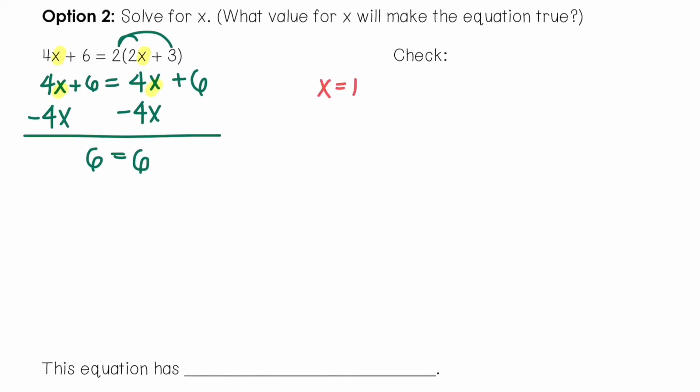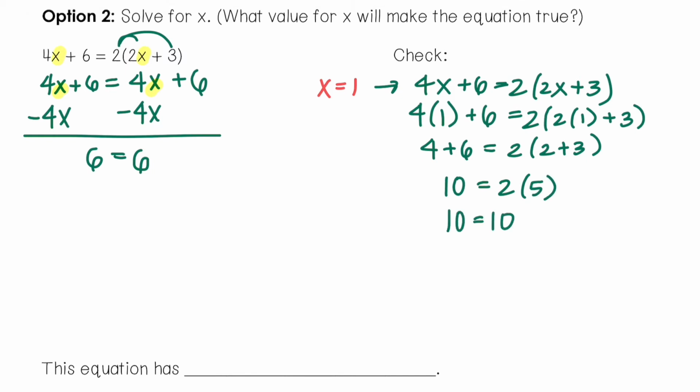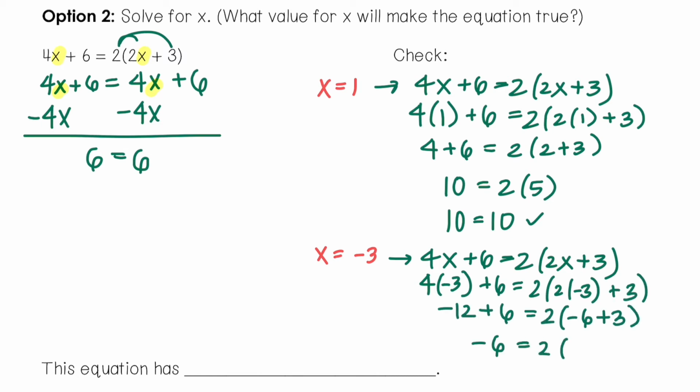So let's say I plug in x equals 1. This would mean that everywhere I saw an x, I'm going to replace with a 1. And when we do that and simplify, we end up getting that 10 is equal to 10, which is correct. If I were to plug in a different number, let's say I tried x equals -3, then when I plug that in for x, I would end up getting the left side equals the right side, that I get -6 is equal to -6. So we can see here, it doesn't matter what number we put in.